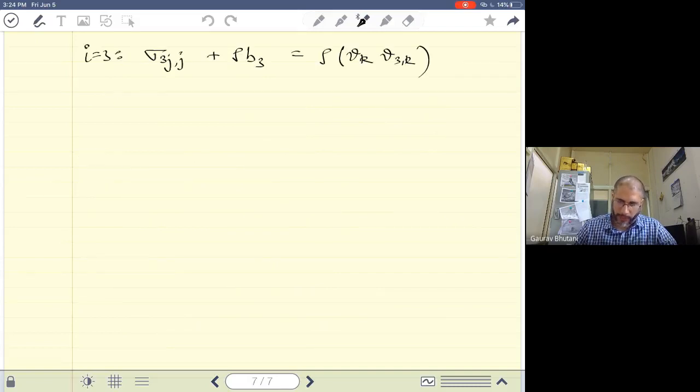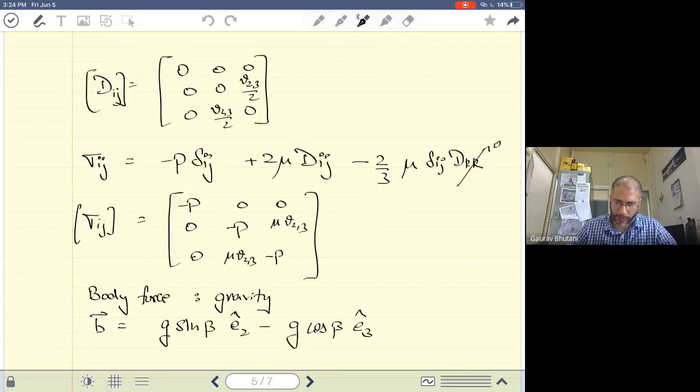Okay, so this is our momentum equation for i equal to 3. Now sigma 3j comma j, let's see the third row of sigma. So sigma 31 comma 1 is 0. Sigma 32 comma 2 is mu times v2 comma 32.